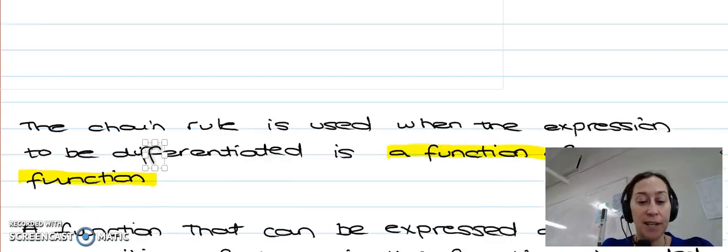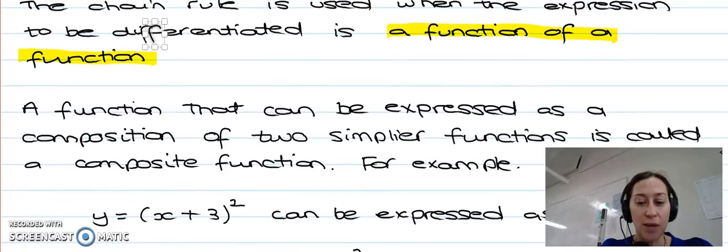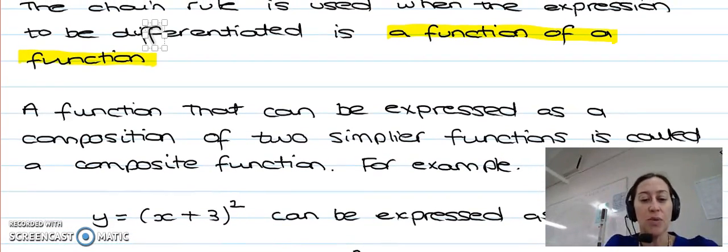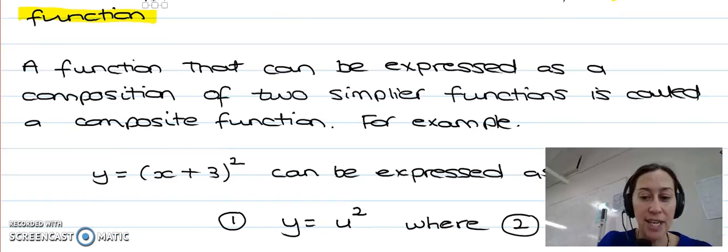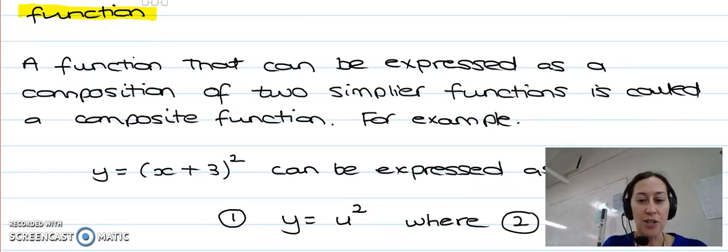So let me give you an example here. Here's an example just on the bottom of my screen. So we've got y equals (x plus 3) all squared. Now what we could do is break that into two simpler functions by substituting the bracketed part, x plus 3, for something called u. We could say y equals u squared, and then u equals x plus 3. So here's the example just here, where you can look at that.